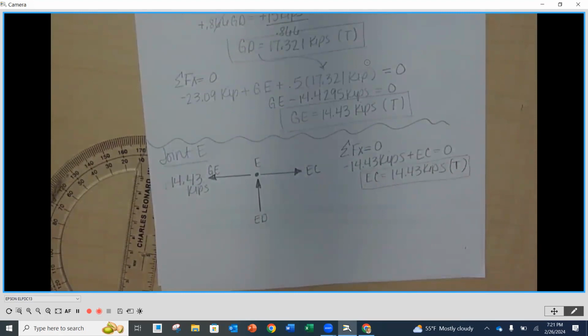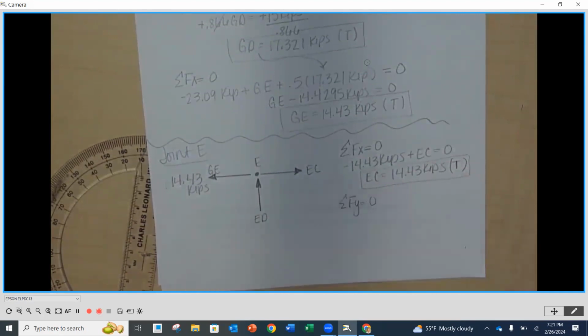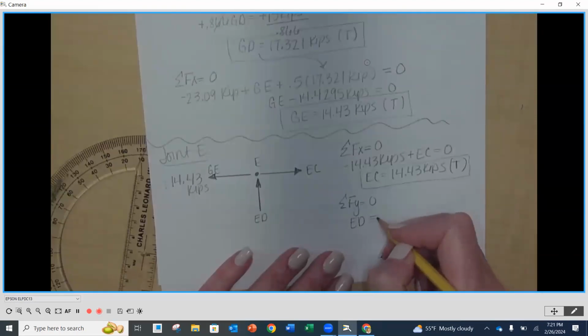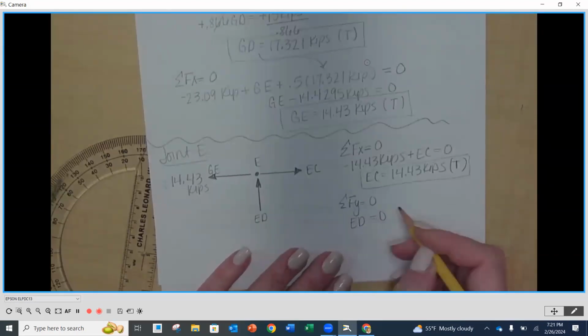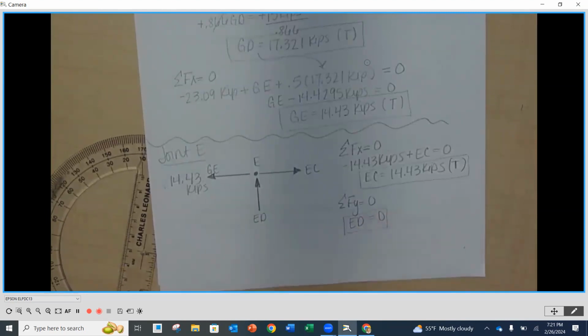And then we solve for ED. Sum the forces in the Y equals 0. I've got a positive ED, the direction I assumed, equal to 0. That's it. It's a 0 force member, so it's neither tension nor compression. And if we would literally take it out, we'd be fine. Isn't that kind of weird? I know. And that happens. It happens.